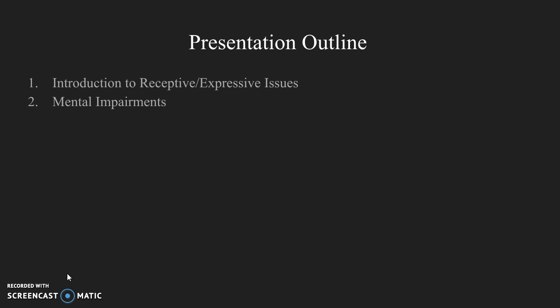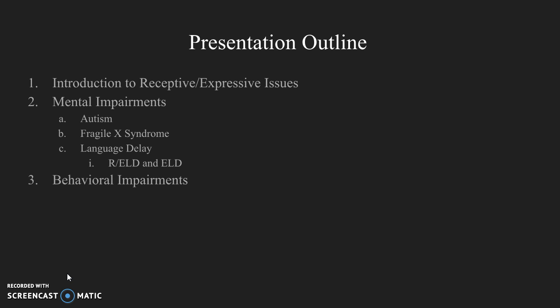The first is mental impairment. Within mental impairment, we can look at autism, Fragile X syndrome, as well as language delay, which specifically looks at R-ELD and ELD.